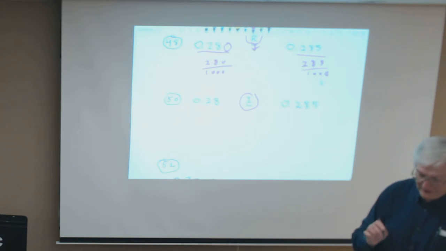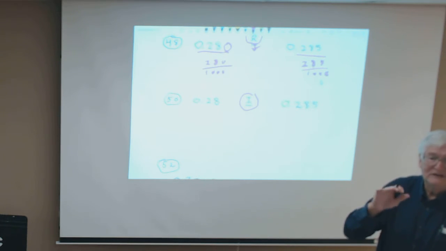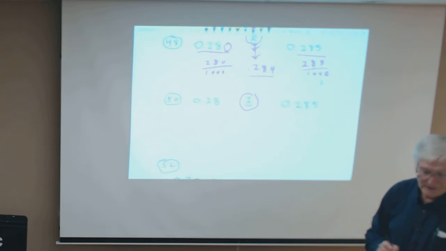Someone give me a rational number to write up here for number 48 between 0.280 and 0.285. Someone just give me one real quick to write down here. 0.28 what? Someone just say something. 4. Thank you. Okay, so 0.284 is a rational number.